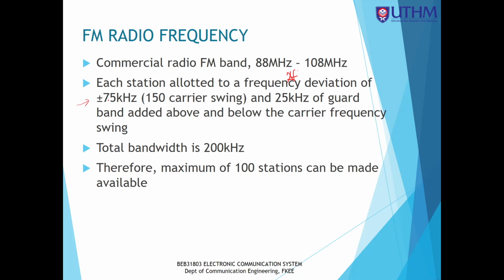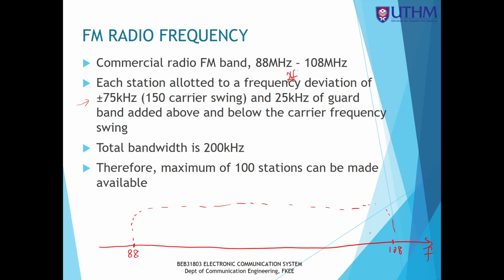Before that, maybe we can draw so that you can have a better understanding. Let's say that this is F. So 88 is somewhere here until 108. Within this frequency band, there are many radio stations. So now the issue is how many radio stations we can allocate in this frequency band.